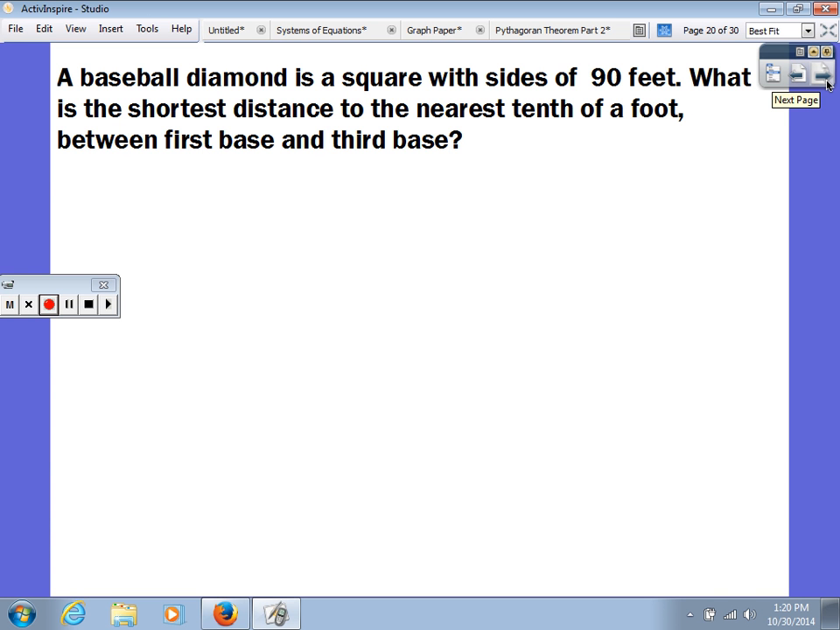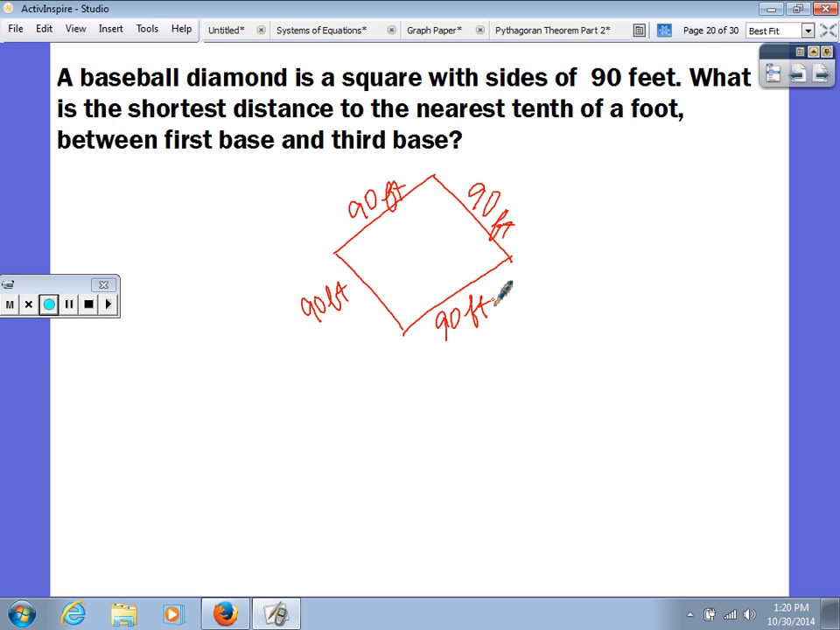A baseball diamond is a square with sides of 90 feet. So I'm going to put 90, 90, 90, 90. What is the shortest distance to the nearest tenth of a foot between first base and third base? So I'm going to say this is first base, and this is third base. Okay? And what is the shortest distance between these two?